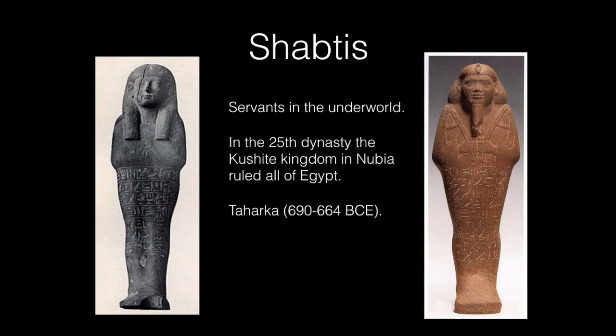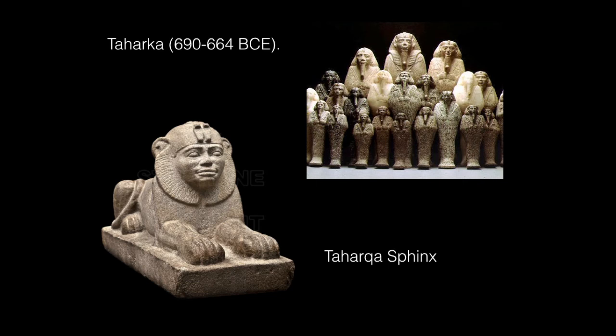So it's a chance to look at the way in which Nubia was able to throw off its position as a subservient kingdom and actually assert itself and rule all of Egypt for a time. So Taharqa was a ruler who ruled between 690 and 664 BCE. He had a very interesting and distinctive character to his work. You see his Taharqa Sphinx and all of his shabtis.